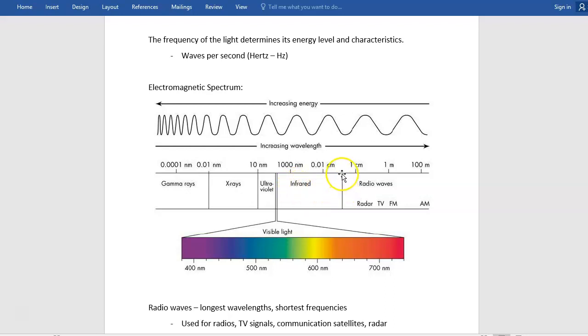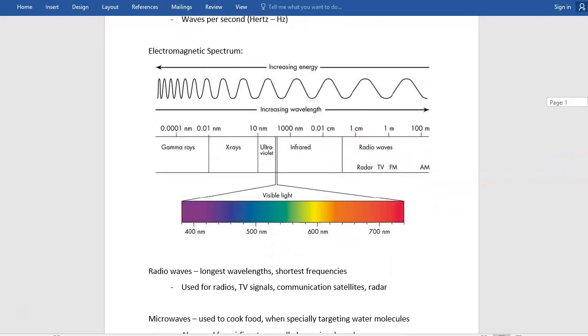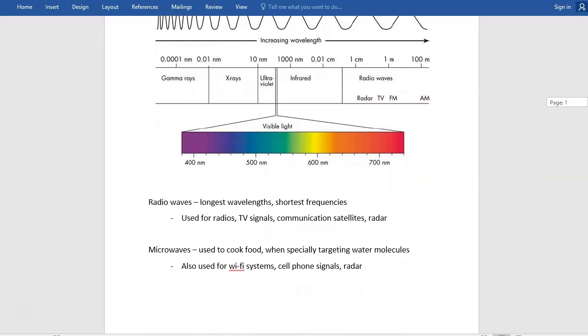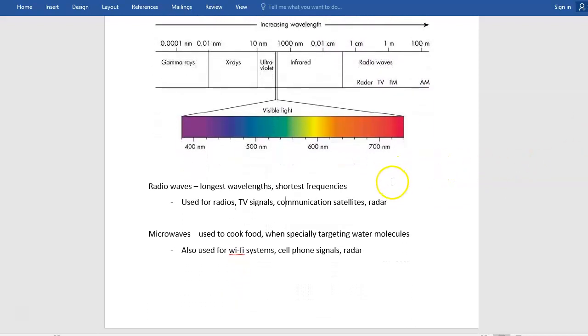And then anything that's lower energy than that, oh, this is missing. There should be microwaves in here. Microwaves and then radio waves. So down here, we're just going to go through each of these different areas one at a time and talk about their uses. So, starting with the lowest energy.